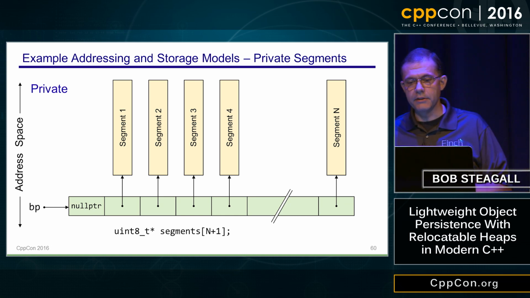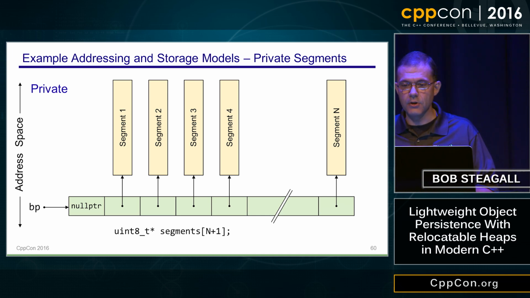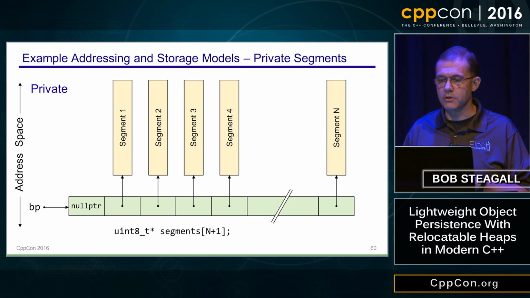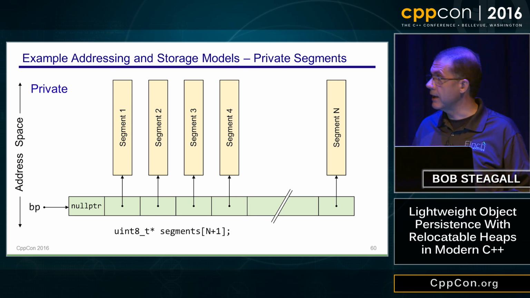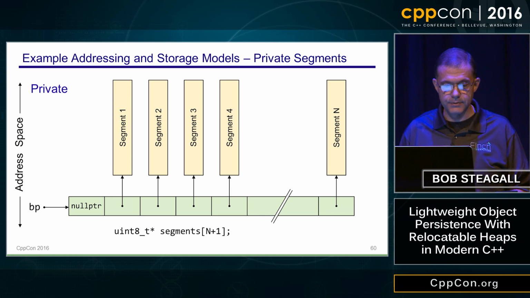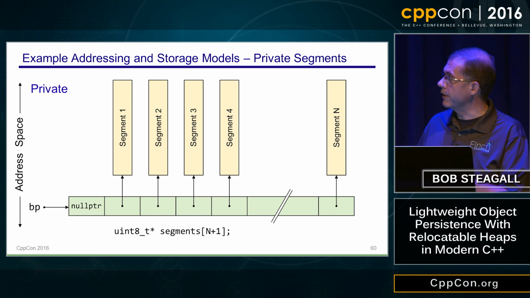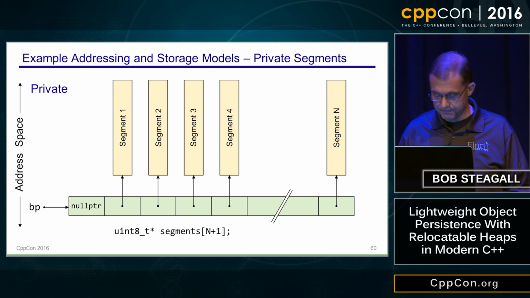So one way of implementing this arrangement is in the process's own address space, perhaps by calling global new or some other primitive memory allocation service to allocate the backbone and the segments. And here I've got a variable called BP, which is the backbone pointer that points to the backbone.